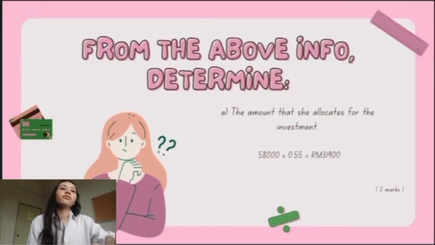From the above info, determine the amount that she allocates for the investment. So the answer for this question is 58,000 times 0.55.